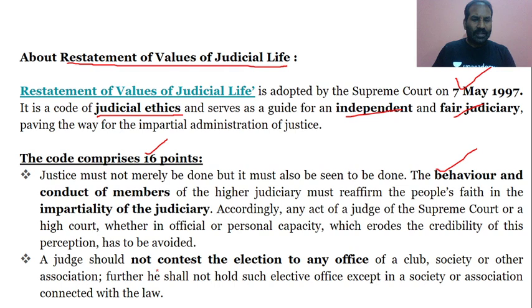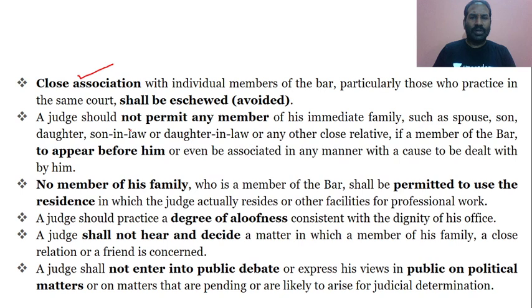And the second one talks about that the judge should not contest the elections to any office. And the third one is, in regards to the close association members the judge has, it shall be eschewed. That means the judge should always avoid any kind of close association with individual members of the bar association.